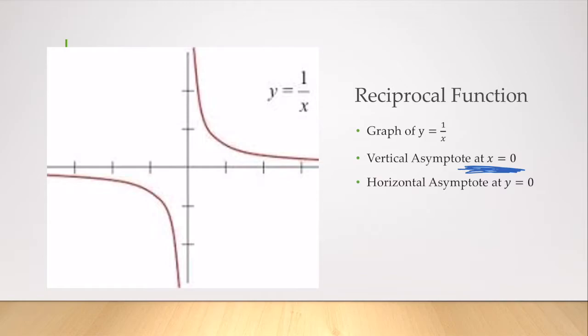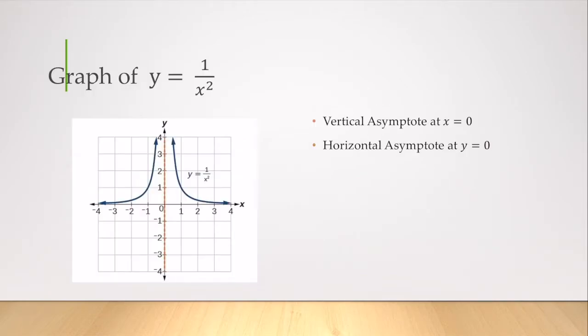Another really basic example of a rational function is the graph of y equals 1 over x squared. It has a vertical asymptote at x equals 0, again because our denominator cannot equal 0. And it also has a horizontal asymptote at y equals 0, again because my numerator can never equal 0.